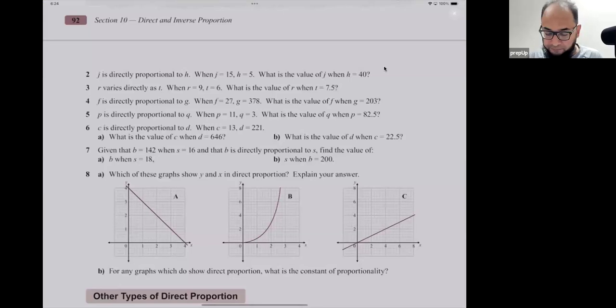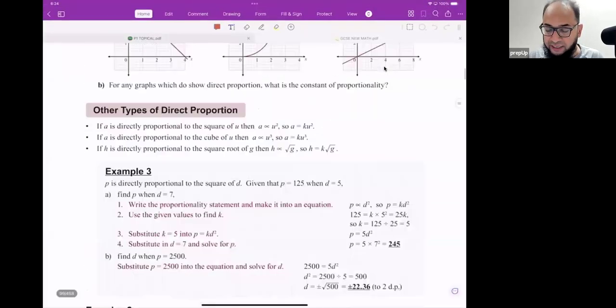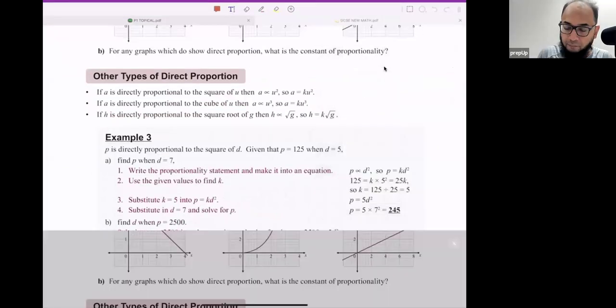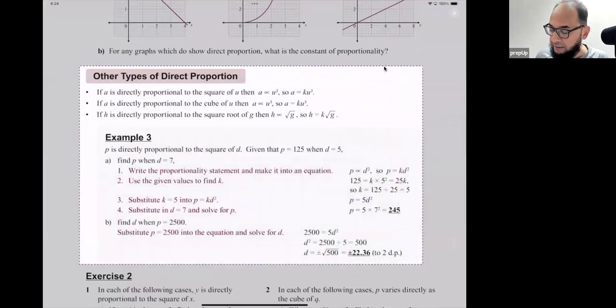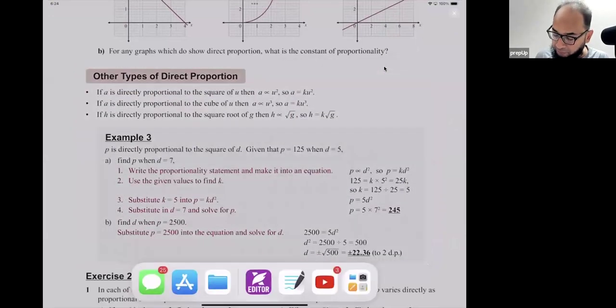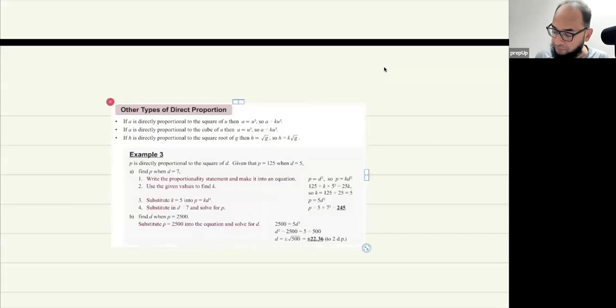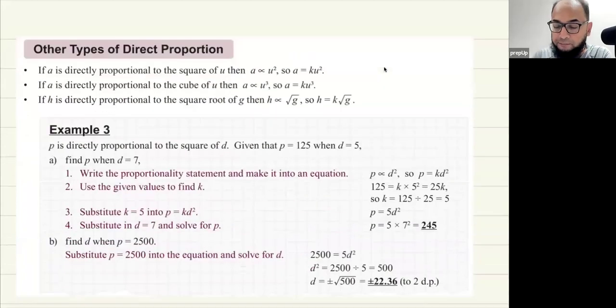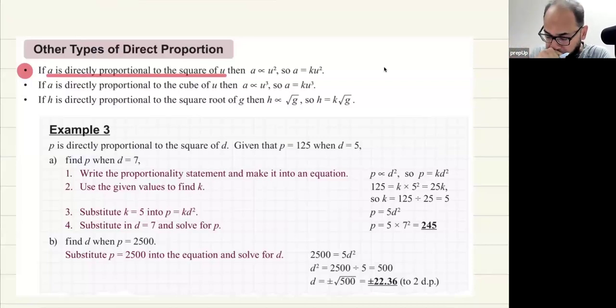Let's move further. Other types of direct proportion. Now, these are the other types in which some other relationship is given. Let's focus on the first one. If A is directly proportional to the square of U. So let me highlight this. A is directly proportional to the square of U. So now it's not a linear proportion, it's a square proportion. Now the gradient won't be constant.